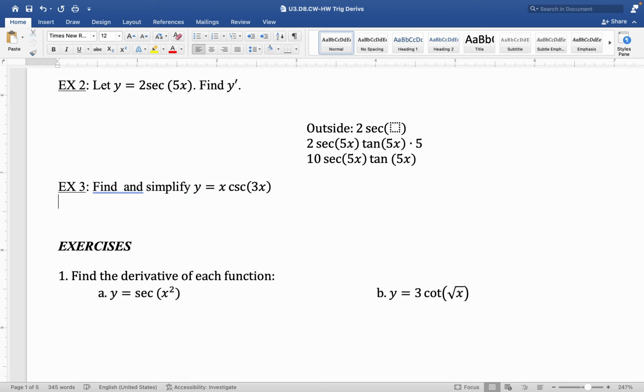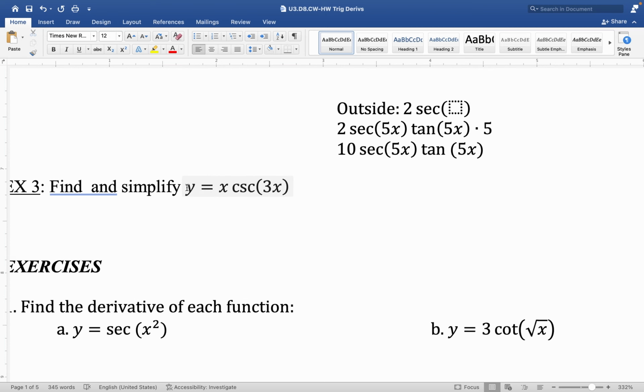So how do we do this? Well, first of all, you should notice in this function that you've definitely got composition, like you've got 3x inside of the cosecant function, but there's also a product structure happening. There's an x times this function. So you're going to need the product rule and the chain rule.